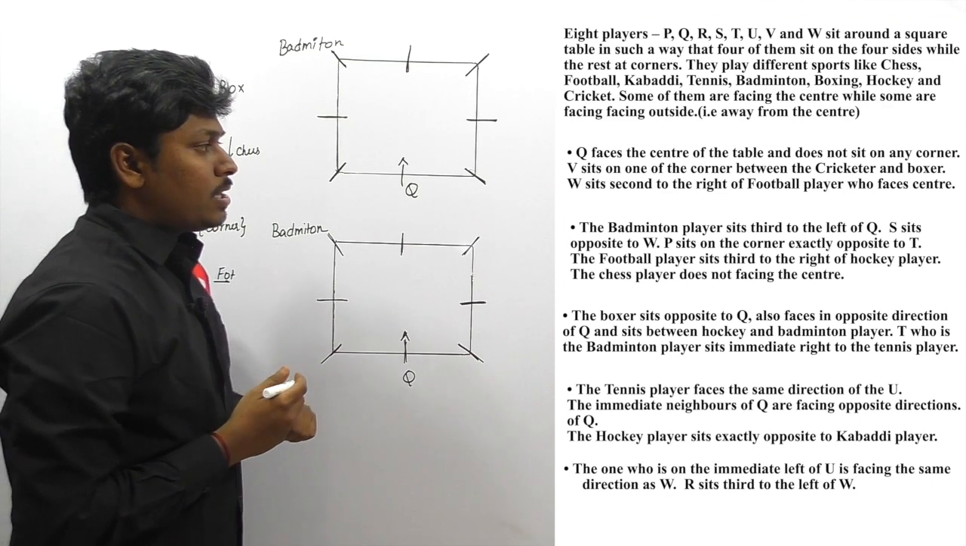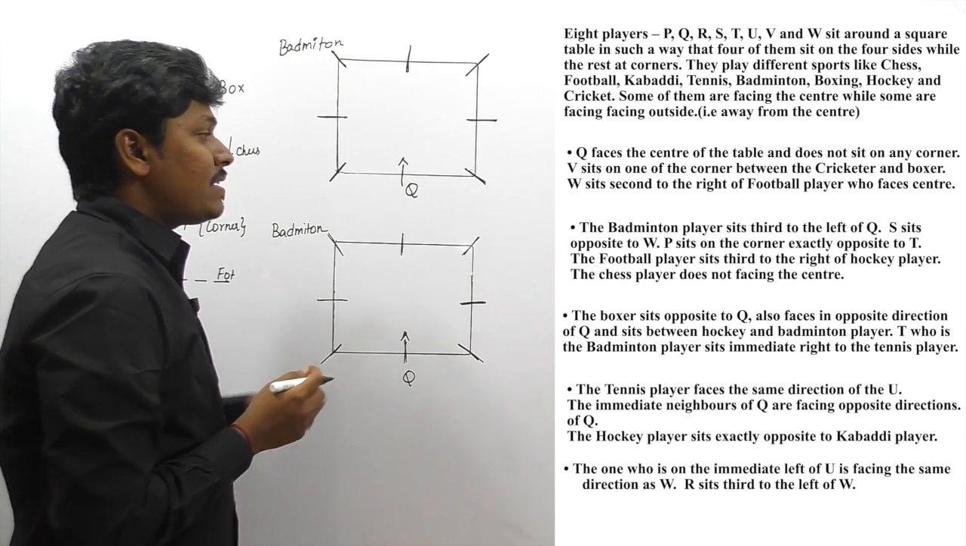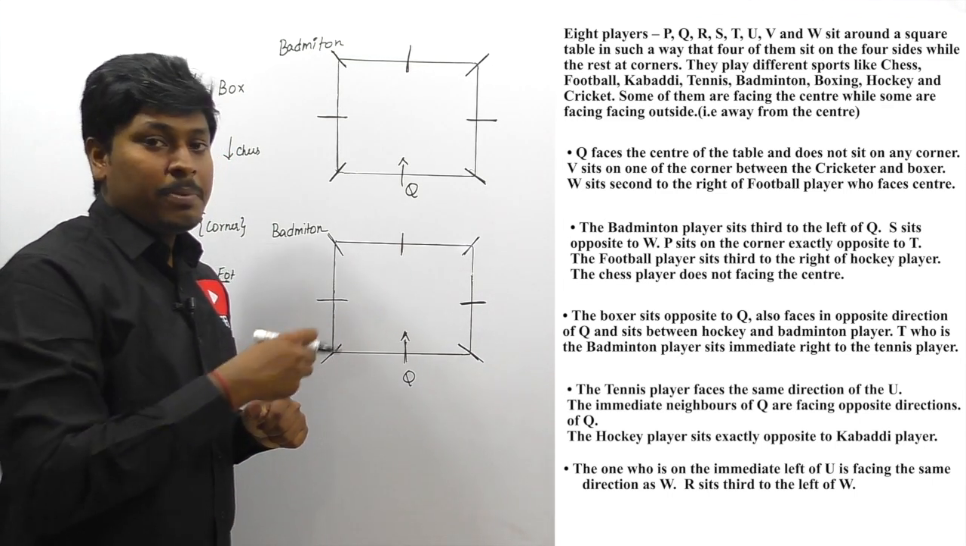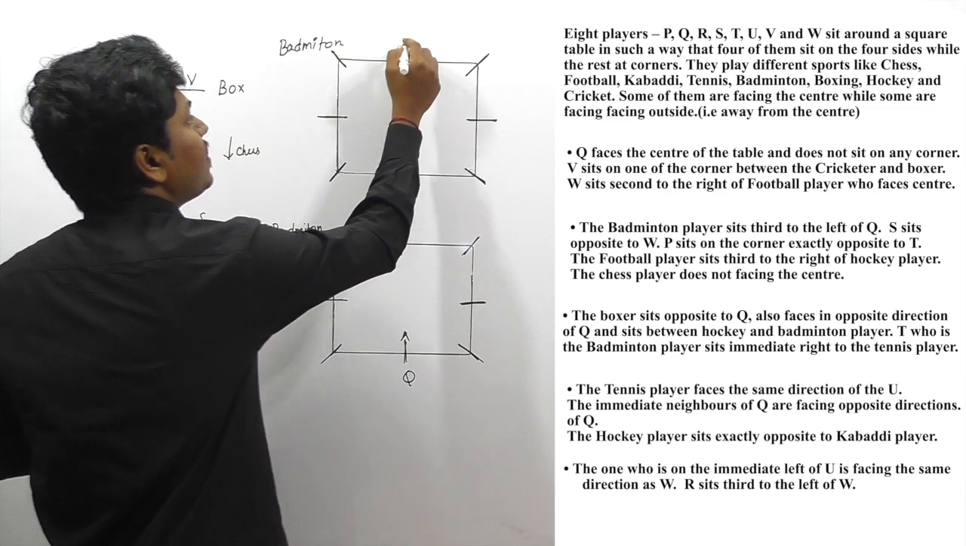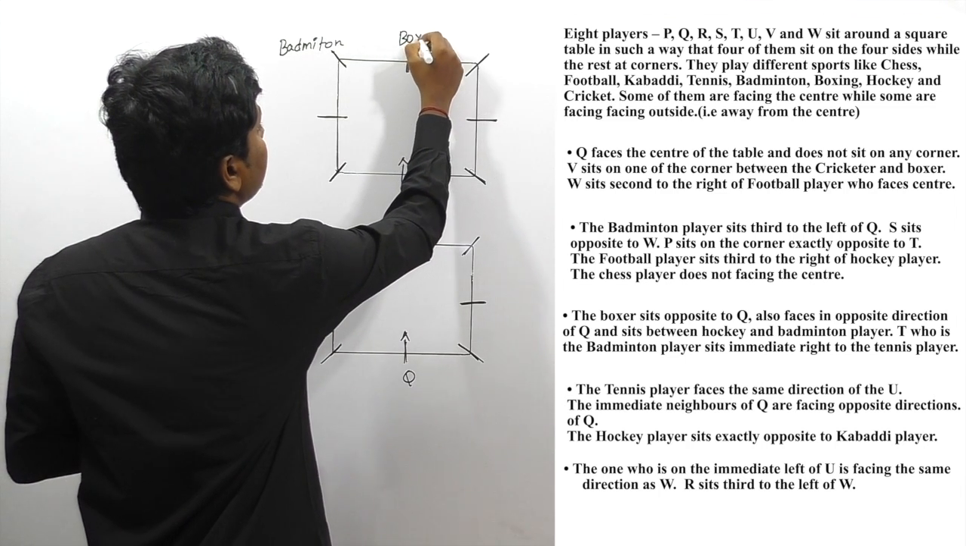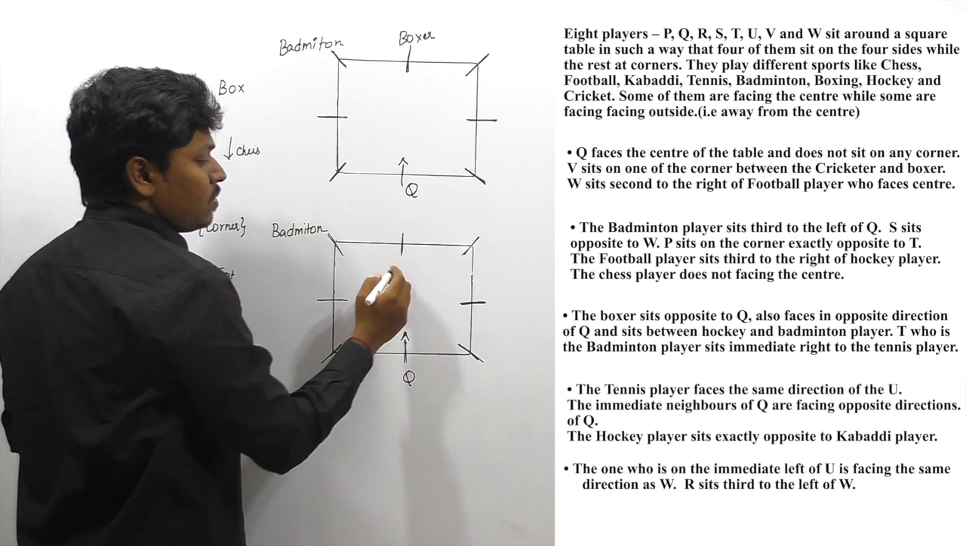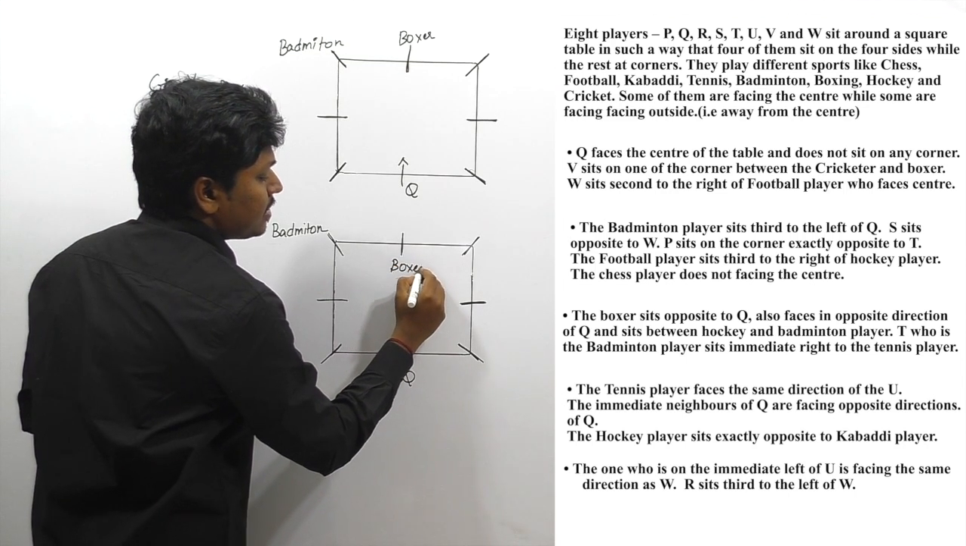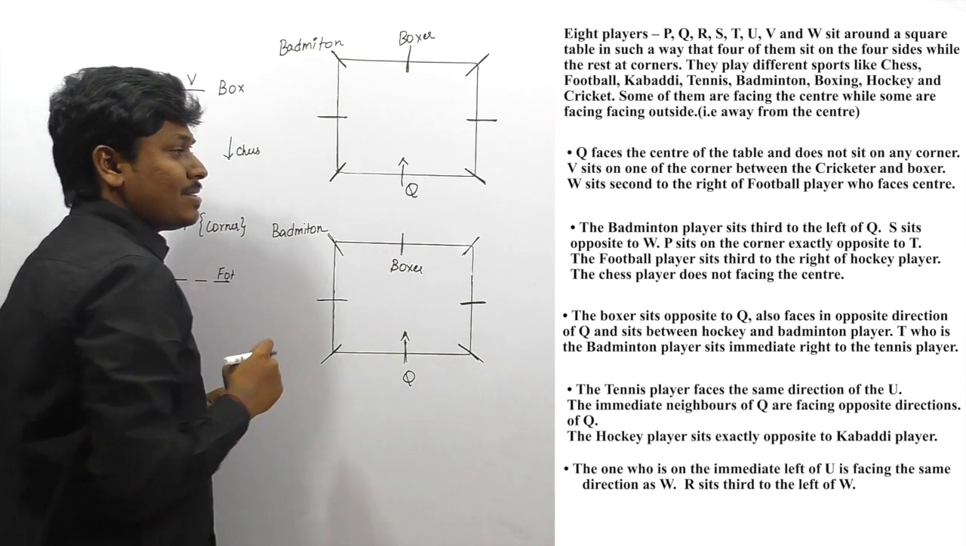Okay, no problem. The boxer sits opposite to Q. So friends, they have said that the boxer is sitting opposite to Q. If this is Q here, then we can confirm that the boxer should be placed here. So opposite to Q, the boxer is sitting.